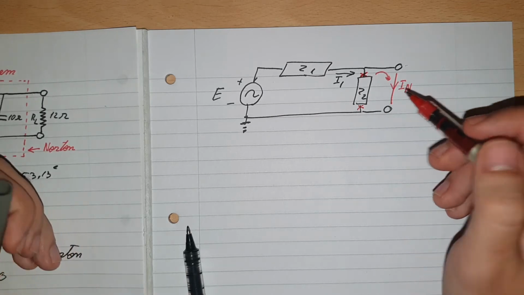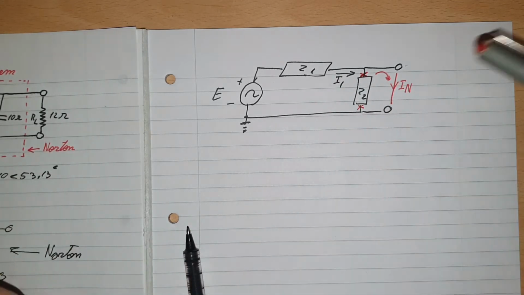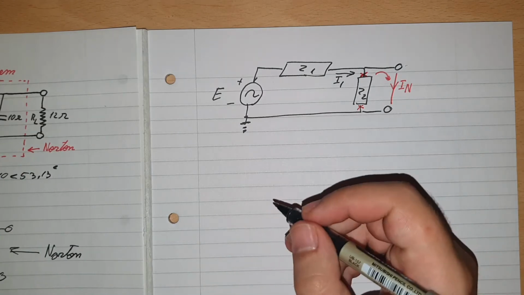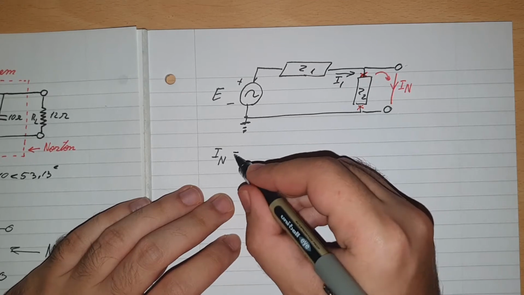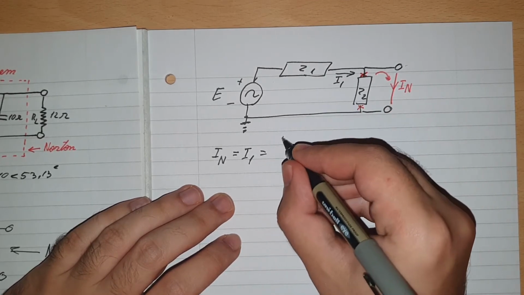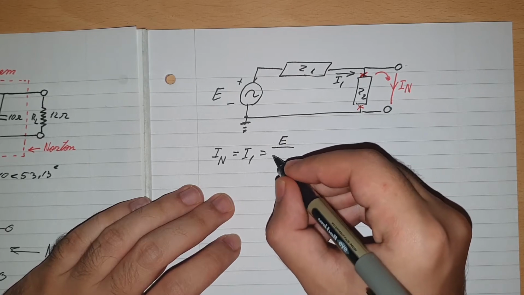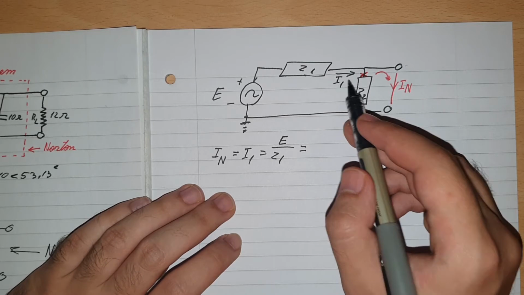So it might also not exist. So the only value is Z1. And this made the problem a lot easier and very fast, because now we can just say IN, this value here, would be equal with I1, and I1 is simply equal with E, the source, divided by Z1, the only resistance that affects the current.